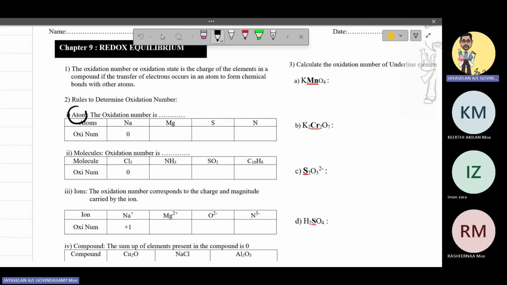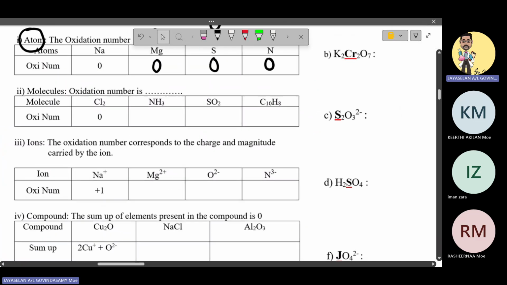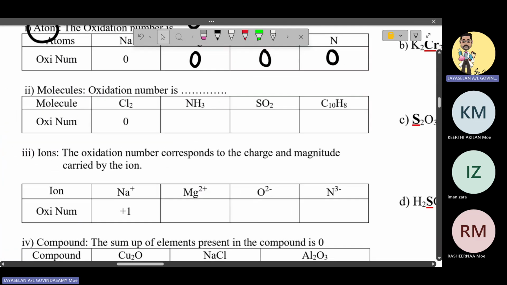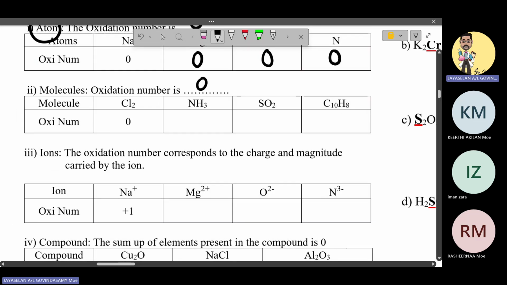Okay, now the oxidation number we already learned. When an atom, the oxidation number is 0. So when you see one capital, one small, the atom is 0. One capital, 0. Understand? Okay, the oxidation number of a molecule is also 0.